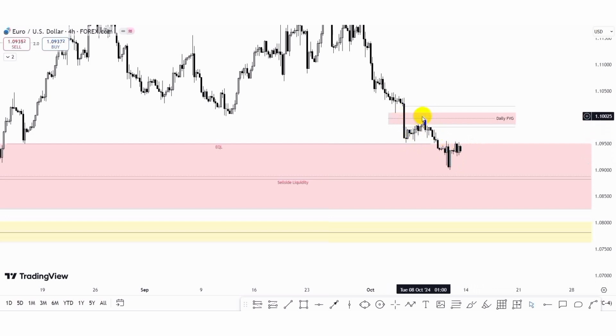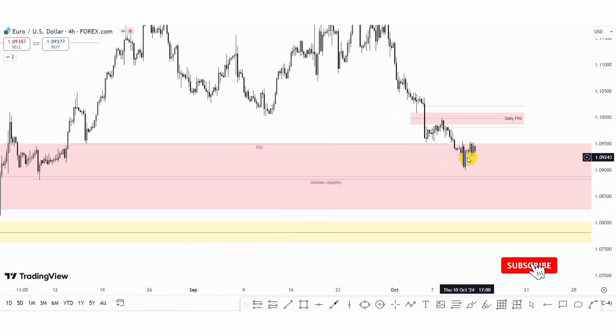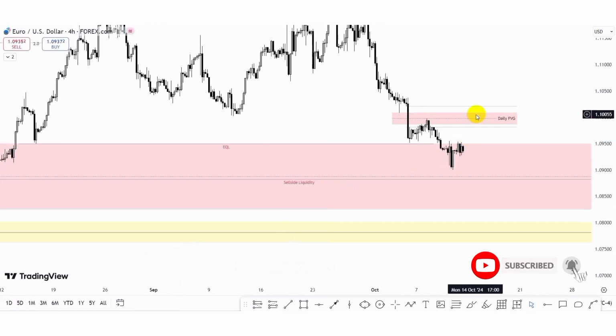So we expected this push to possibly fill up the fair value gap before we have the fall. Now we can see that price returned into the fair value gap, but did not fill up the fair value gap, and then price fell. So what we can possibly expect is to see that price may push to the upside and then take out this high point, and then we have the fall.